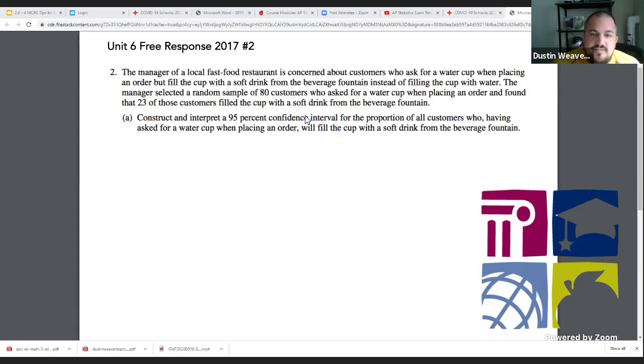Construct and interpret a 95% confidence interval for the proportion of all customers who, having asked for a water cup when placing an order, will fill the cup with a soft drink from the beverage fountain. And the key here is that anytime they ask you to do a confidence interval, you want to go through these steps. So you see construct and interpret. So P is our parameter of interest.